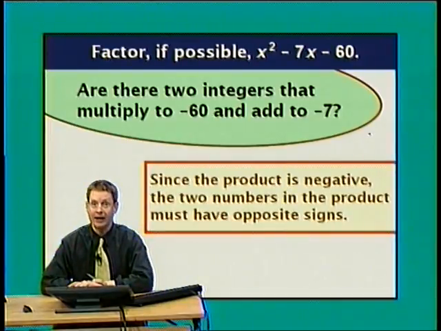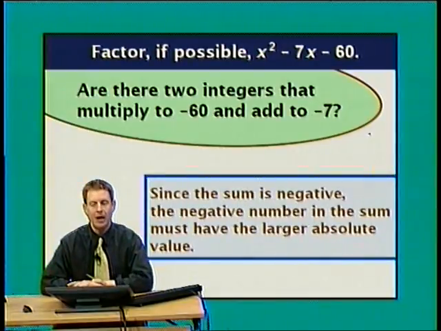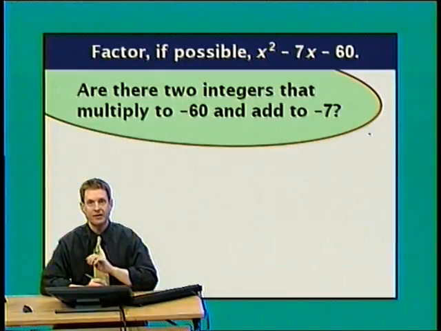Since the product is negative, the two numbers in the product must have opposite sign. But this time, since the sum is negative, it's the negative number in the sum that must have the larger absolute value. Otherwise, the sum's not going to turn out to be negative. So let's run through our list of candidates.